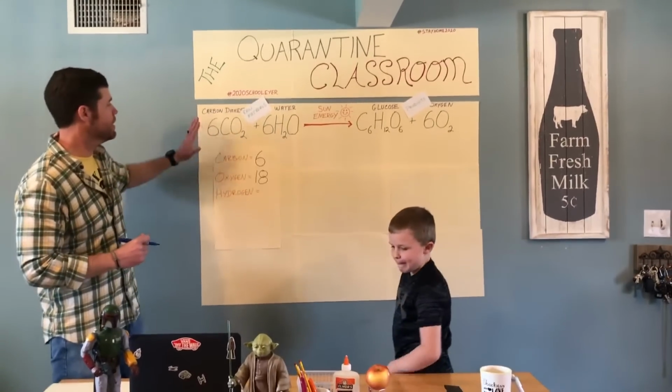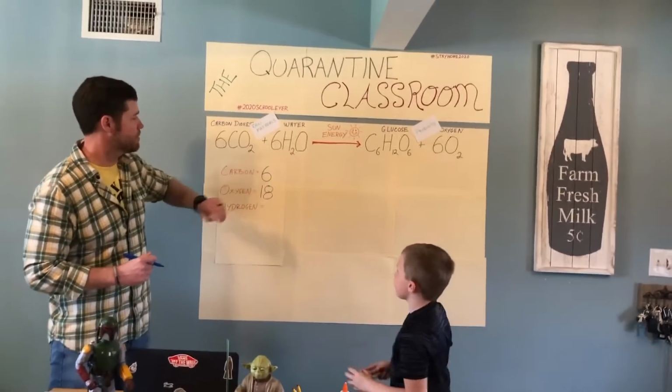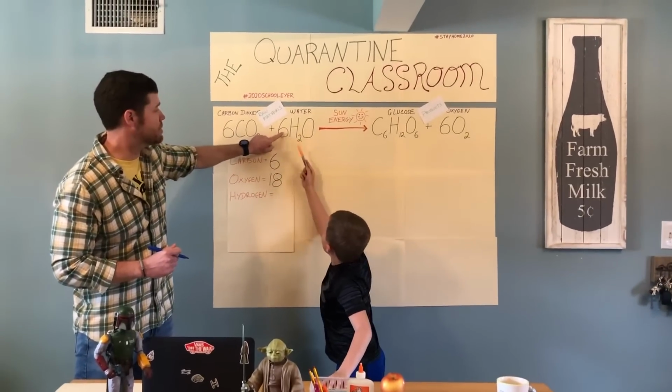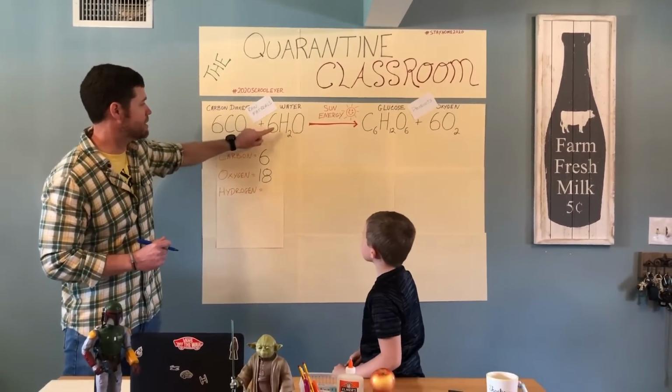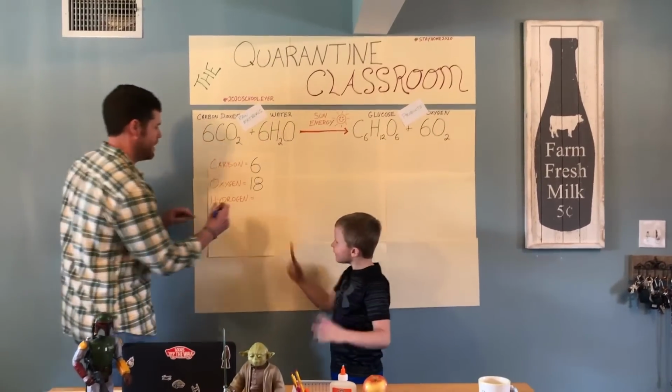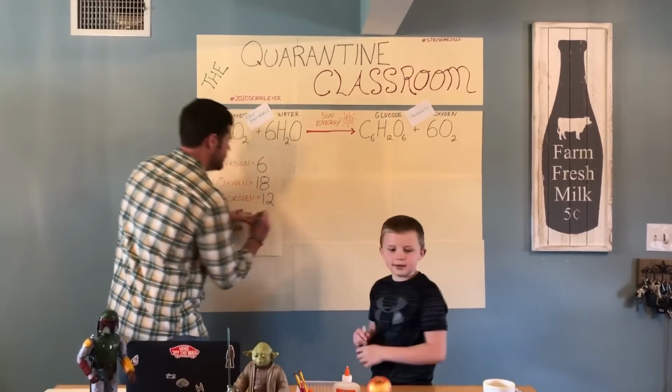Last one is hydrogen. I see an H here. There's a 2 after it. A 6 in front of it. If I have 6 2 times, 6 times 2, that's camera lady. 12. 12 is correct. So I have 12 hydrogen.